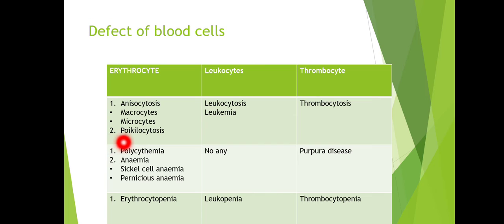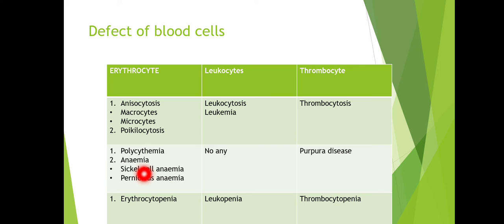In poikilocytosis, there is cytosis. Increase in the cytosis is known as poikilocytosis, an increase in the number of RBCs. And then polycythemia. In polycythemia, the term hemia is hidden. Poly means many, hemia means hemoglobin. Many hemoglobin, meaning an increase in the hemoglobin concentration of the erythrocytes, will be called polycythemia.